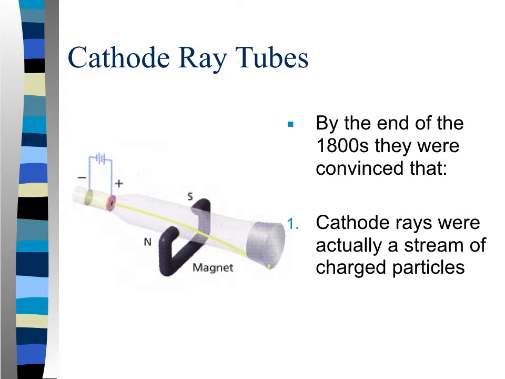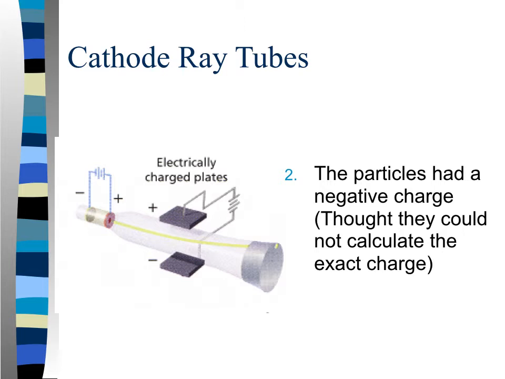All right, so by the end of the 1800s, they were convinced that, one, cathode rays were actually a stream of charged particles, because in this experiment, if you took a magnet and put it here, you could actually bend that ray that was coming out. And number two, they were also convinced that the particles had a negative charge, though they could not calculate the exact charge. But the fact that they could say they're negative was pretty impressive. If you look here, they have a positive magnet on this side. As the beam is coming out, if it's attracted to the positive side, that means it has a negative charge.